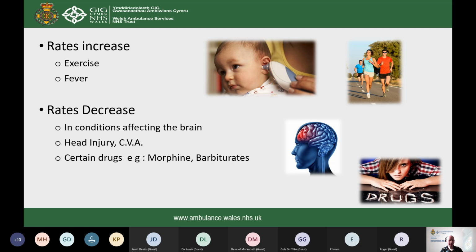How about what increases our breathing rate? If you go in and someone's breathing really fast, what do you think could be the cause of it? Anxiety, yeah, good. Anxiety, stress. Loss of blood, shock, yeah, good. Panic attack, asthma. Lack of O2, yeah. Hyperventilation, yeah.